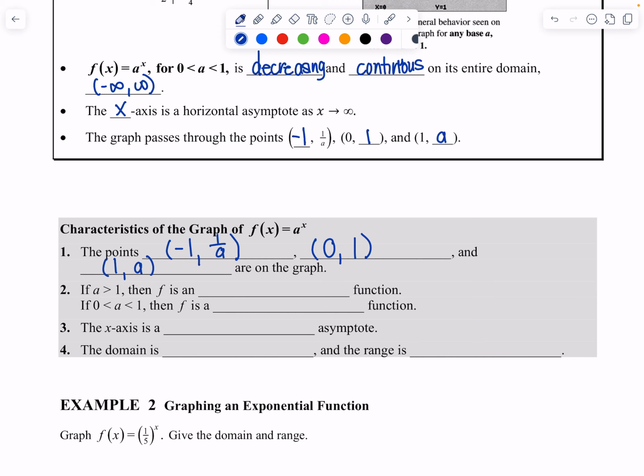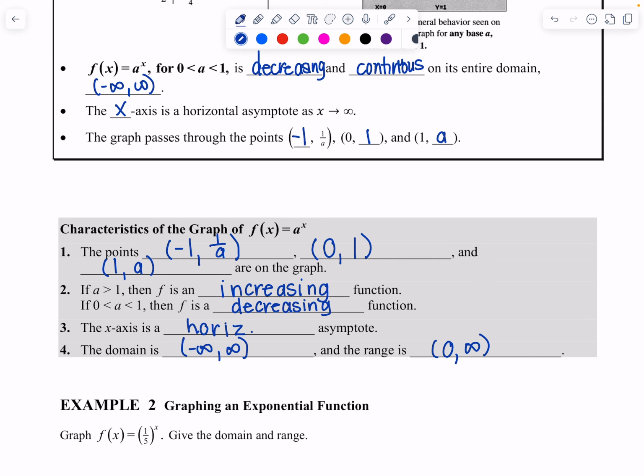If A is greater than 1, that means it's a large number, and it will be an increasing function. If A is a small number, a decimal or fraction between 0 and 1, it will be a decreasing function. Remember, the x-axis is the horizontal asymptote. The domain is always all real numbers, which is -infinity to +infinity, and our range is always 0 to infinity. Okay, and we're just talking about the original. Nothing's been added to it, subtracted from it, or multiplied to it.